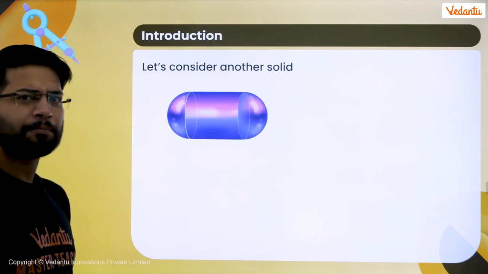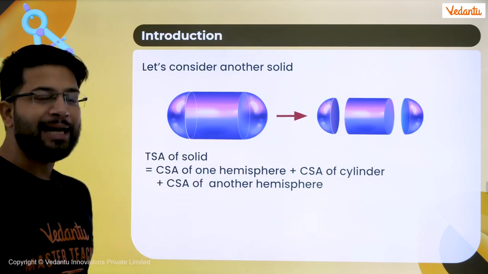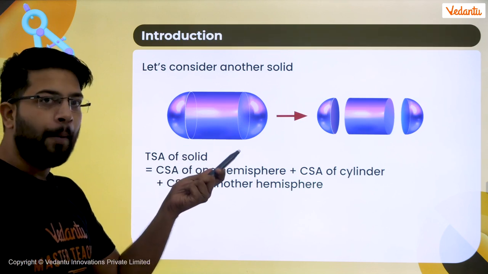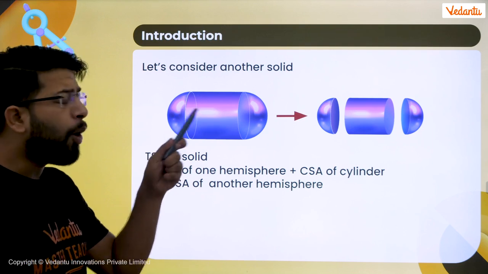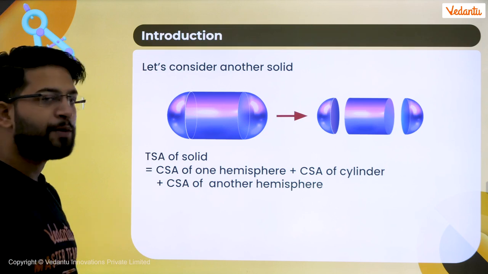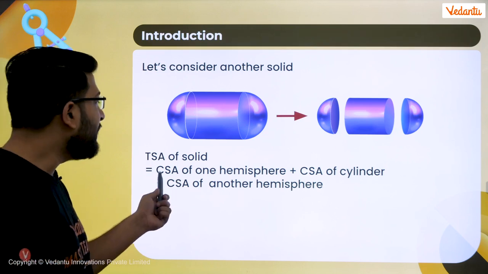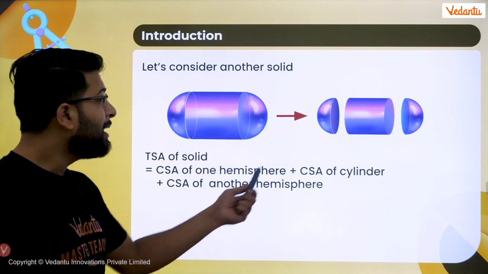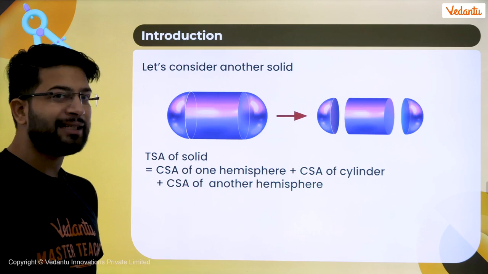Look at this one. This is a combination of two hemispheres and one cylinder. But make sure, champ, again, the base and top of the cylinder and the flat surfaces of both the hemispheres are not the base and top of this capsule. And that is why when we are finding the TSA, we will consider the TSA of both the hemispheres and the CSA of the cylinder. I hope it is clear why we are taking a CSA.